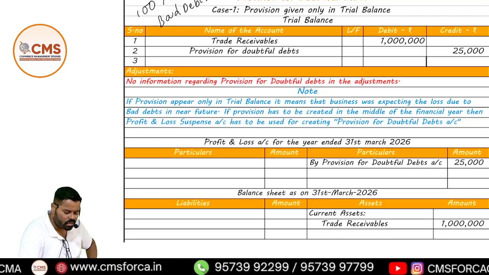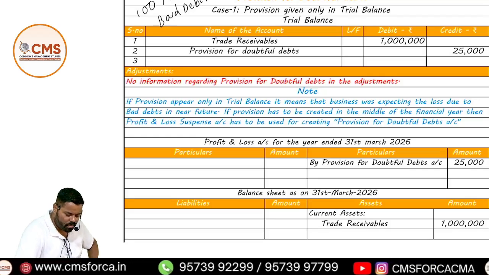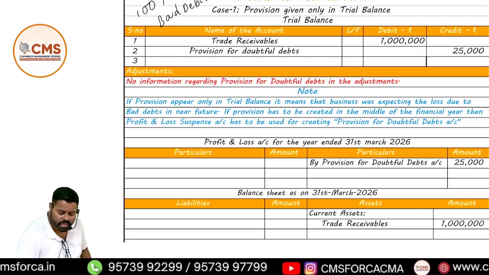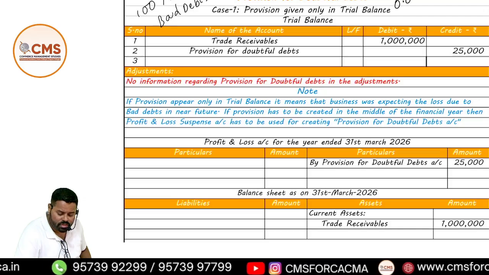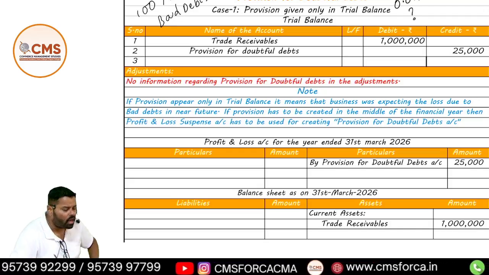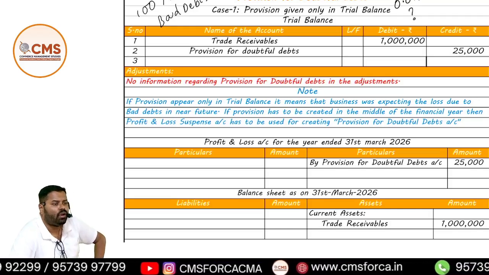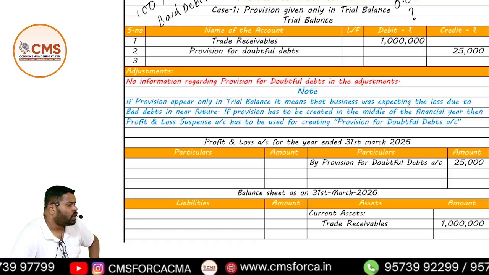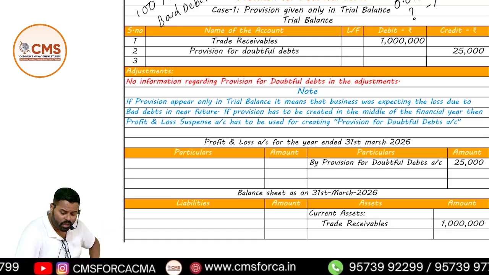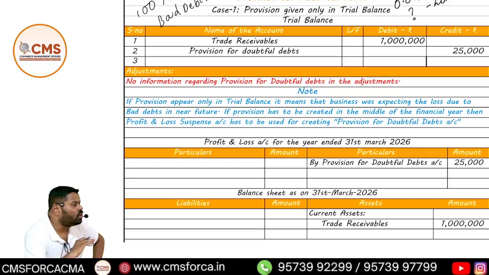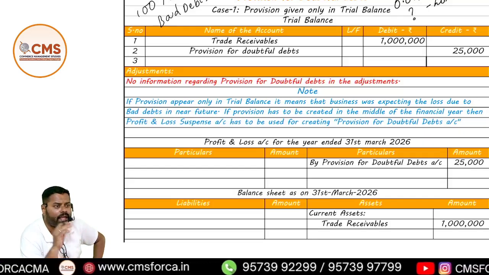We call it as bad debts, isn't it? But if you are strictly going with conservatism, it says that even if a 0.01% doubt is there, only a question mark in your mind that you will get a loss, go and write the entry. And for what should you do that? You should do that for losses, not for gains and not for incomes.